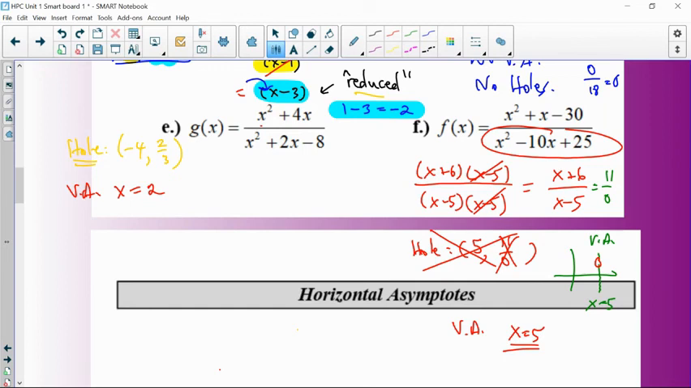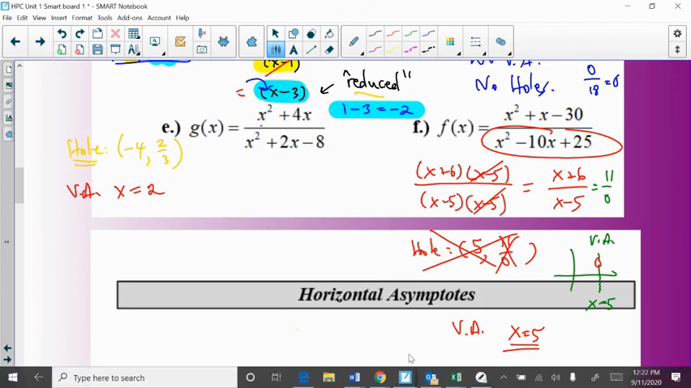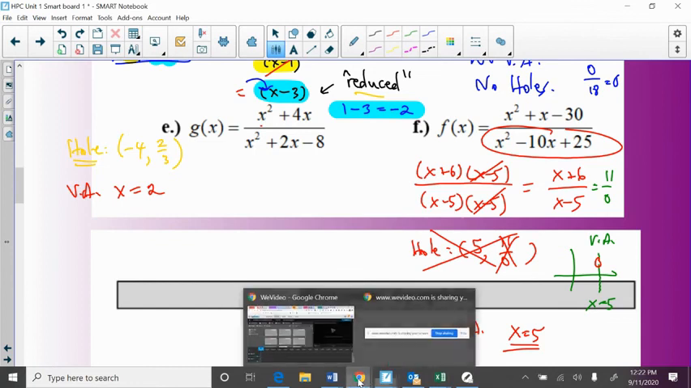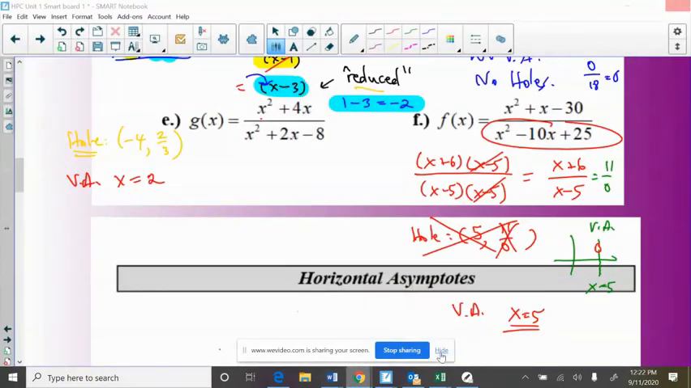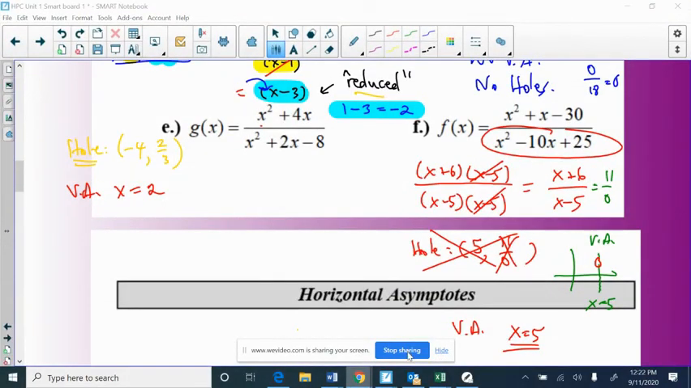Okay, so that concludes the difference between how do you know if there's a vertical asymptote versus a hole. And again, it's all based on the denominator being 0, and is the numerator at the same time also 0. Okay, so next video, we'll talk about horizontal asymptotes.